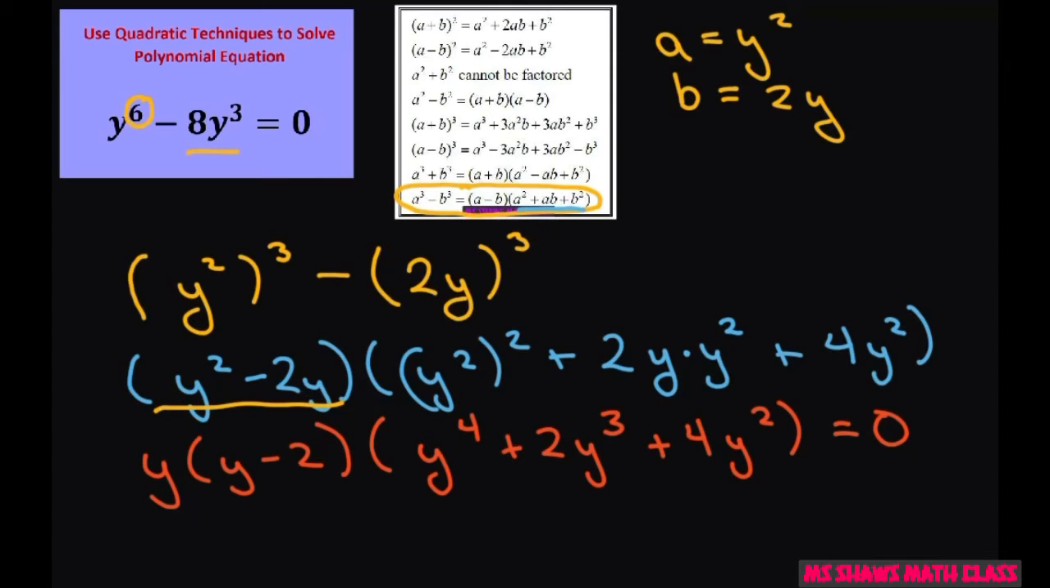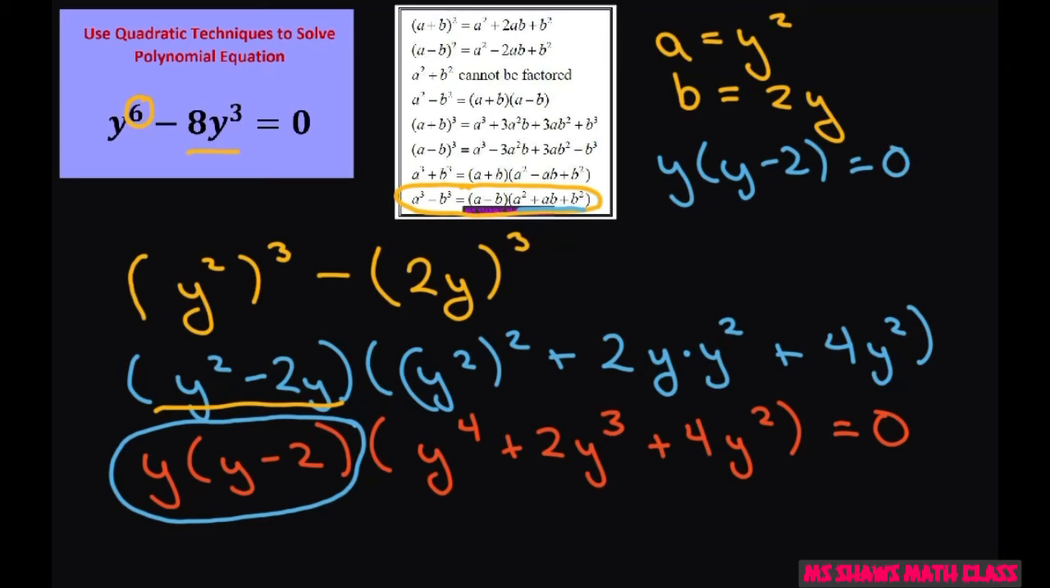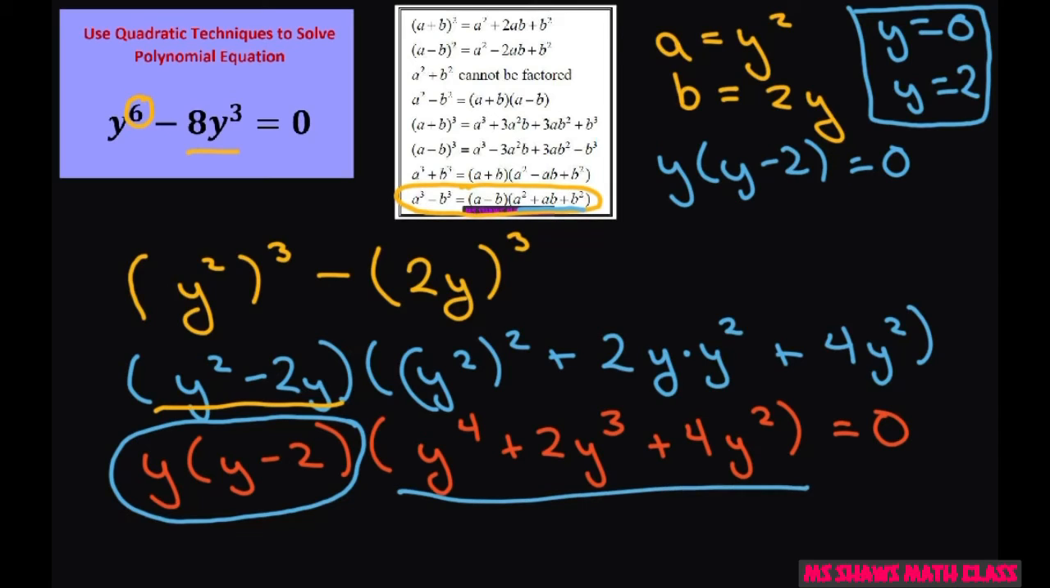And continuing on, if I set this part to 0, so if I set y times y minus 2 equals 0, I'm going to get y equals 0 and y equals 2. All right. So I have those two solutions. What I'm going to have to deal with is this part.